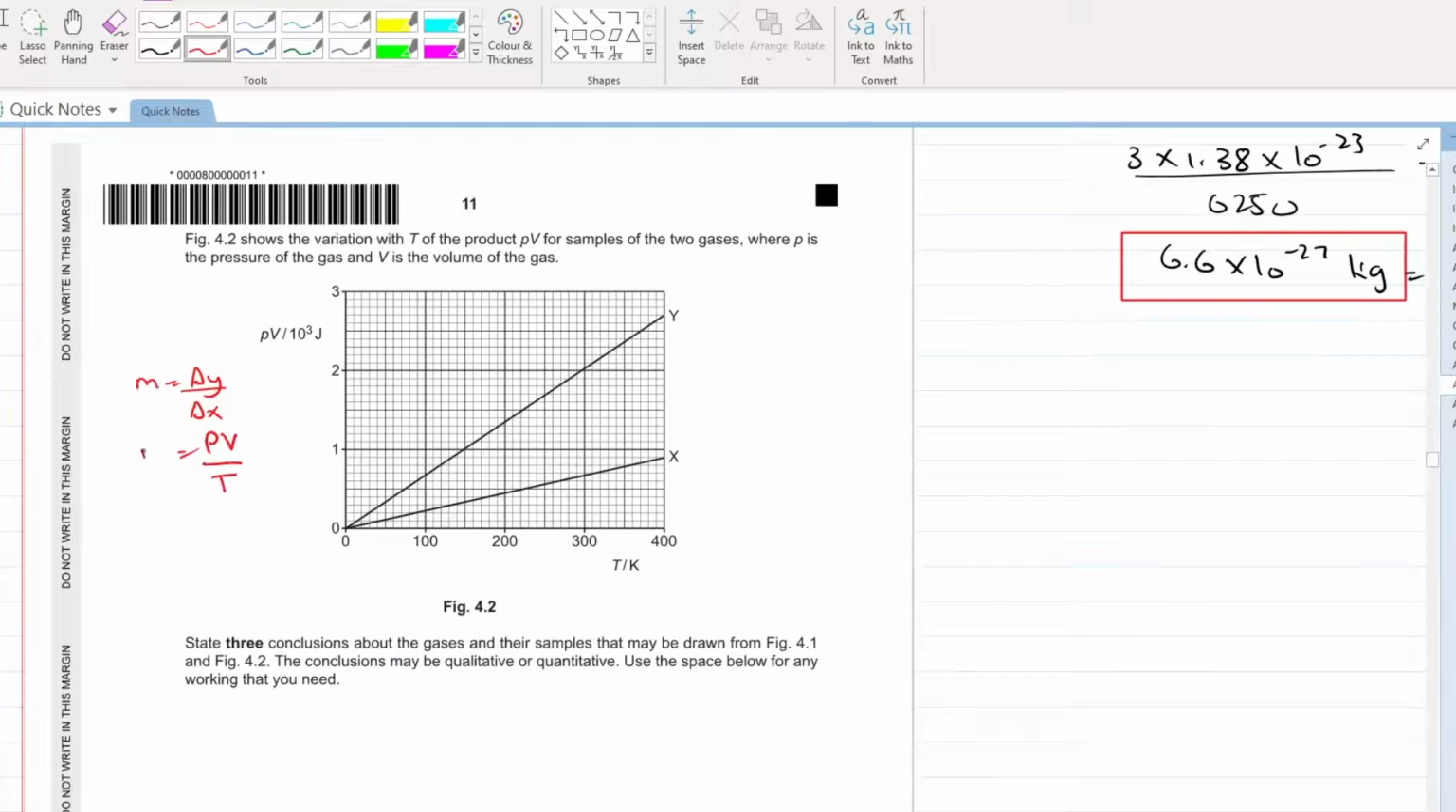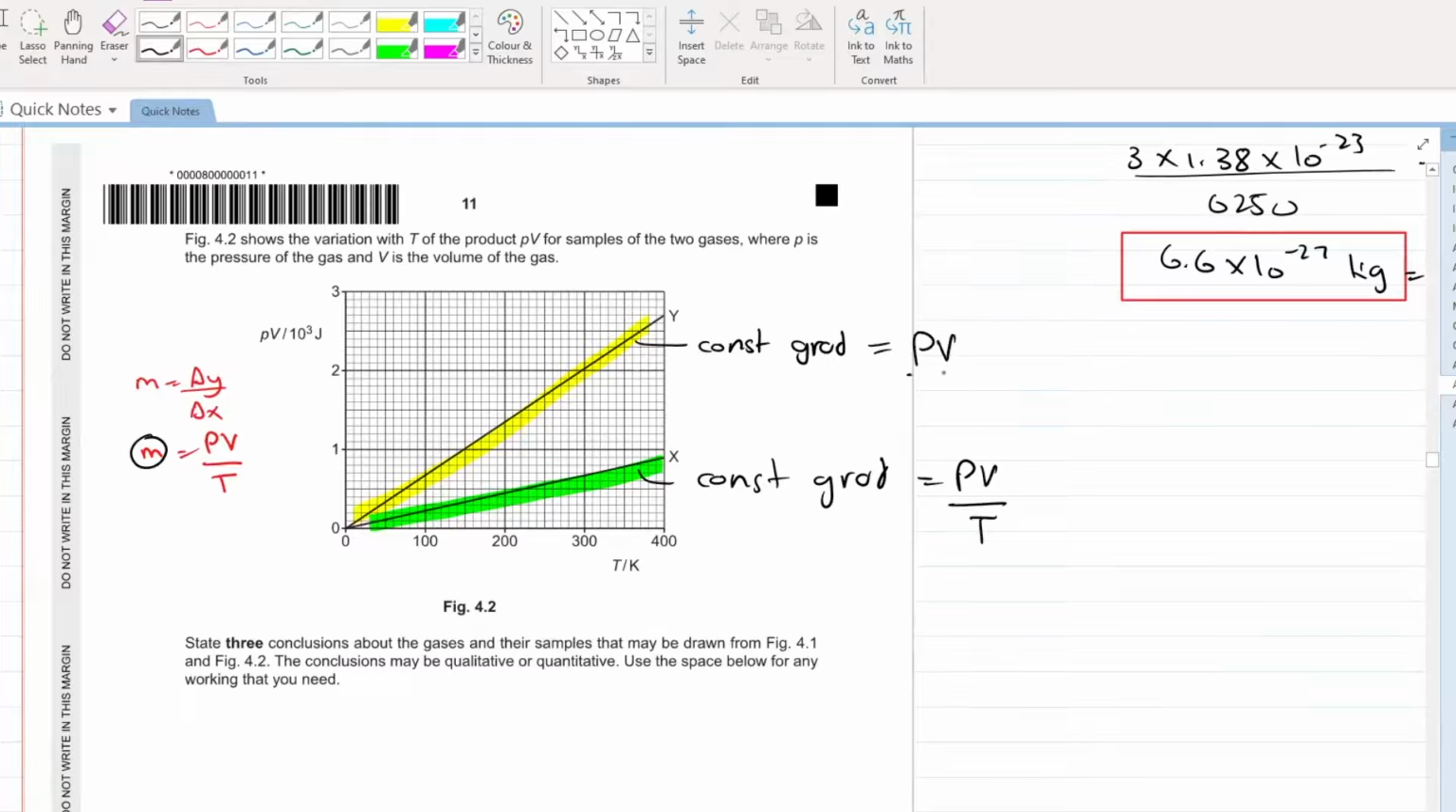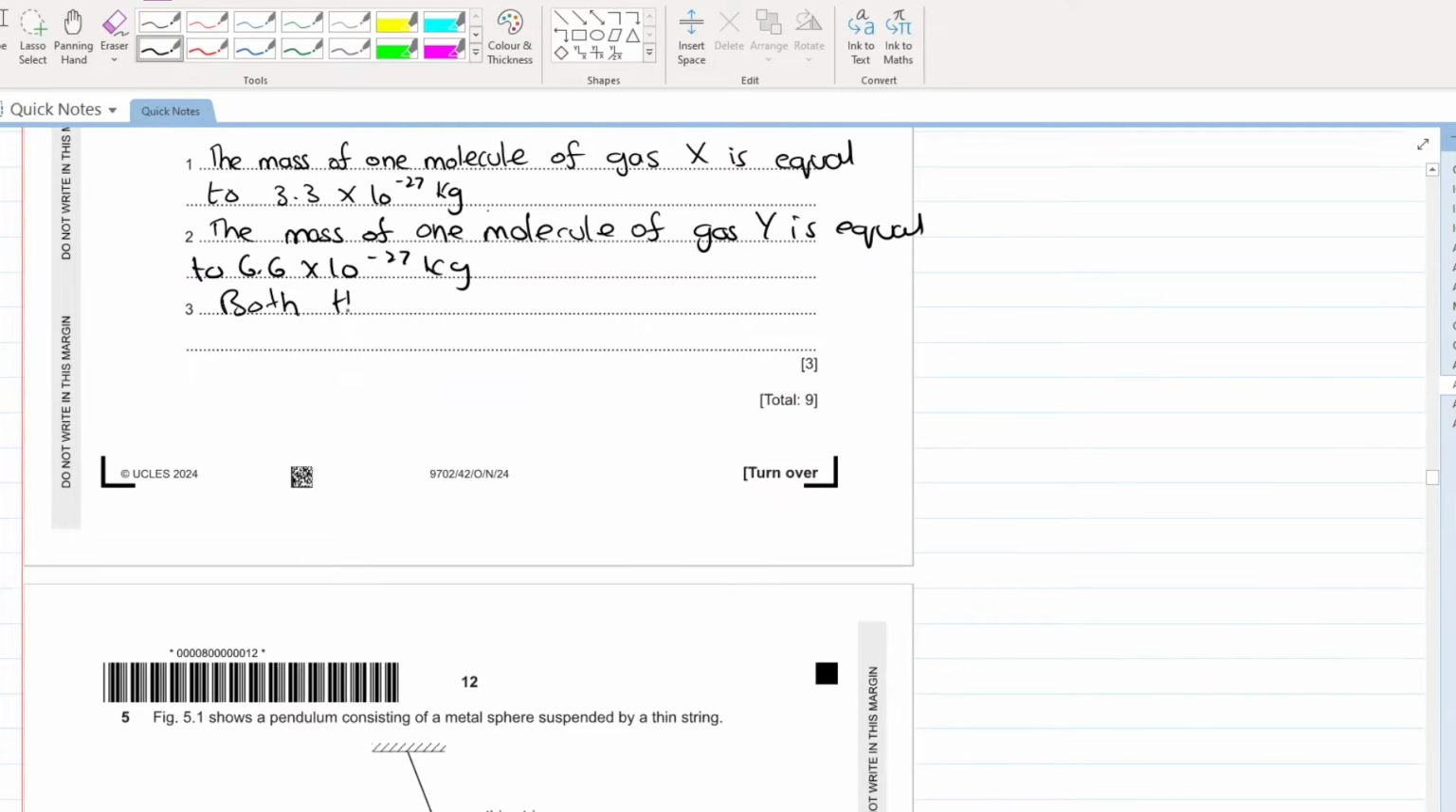Beta, for line Y, you also have a constant gradient because it is a line. And for line X as well, you have a constant gradient because it is a line. If both of them have a constant value of PV over T, that means what? Both the gases are ideal gases. This was the definition of an ideal gas.